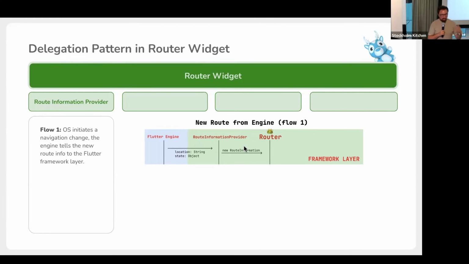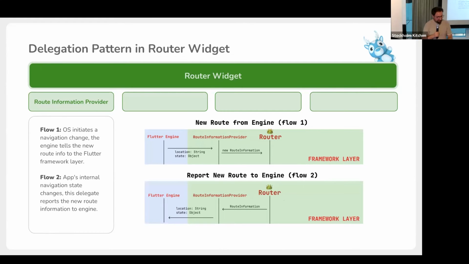So what can this be? When you type the URL in the browser address bar, this needs to be processed in the Flutter engine, and then router widget inside the framework layer should use it in a way that it understands in the framework layer. And then another flow is that some internal thing changed in the app, and then you need to reflect this change to browser address bar. So URL changed. And this way, router widget informs the Flutter engine with this route information, and then Flutter engine uses this, parsing this, and then showing it in the address bar.